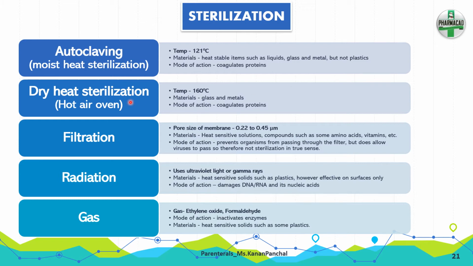Next is dry heat sterilization, which involves a hot air oven. The temperature here is higher than autoclaving, which is 160 degrees Celsius. This can be applied to glass and metals. Also certain drug products which are stable at this temperature, such as drug powders, can be sterilized by dry heat sterilization. Both these methods involve heat, and the mode of action here is coagulation of the protein. Coagulation of protein will inactivate the bacteria and thus make the product sterilized.